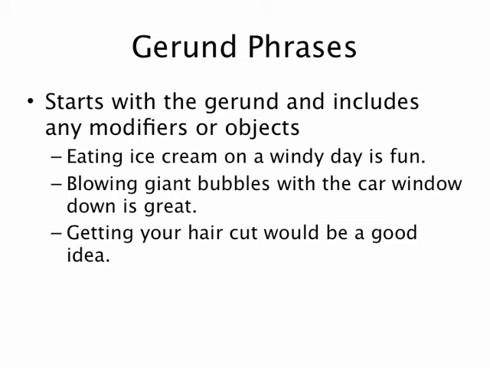Okay, so in the first one, our gerund is eating. Now, a gerund phrase includes any modifiers or objects, so anything that's modifying eating. So anything, if you were diagramming the sentence, would go under it or with it. So in the first one, eating ice cream on a windy day is my gerund phrase, because all that goes together. It all describes, on a windy day describes eating. Eating ice cream is the object of the gerund. So you can kind of see how they all go together.